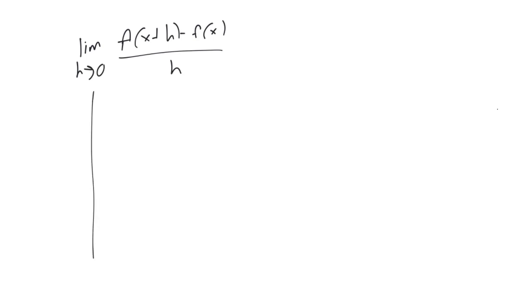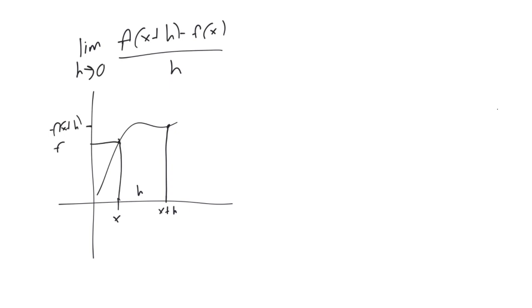If I draw a picture of this, say I have some function, I've got an x value, I'm going to move over a distance of h, so this is x plus h. This draws a picture of exactly what's going on, where this is f of x plus h, and this is f of x. So if I find change in y over change in x, I get this difference quotient.